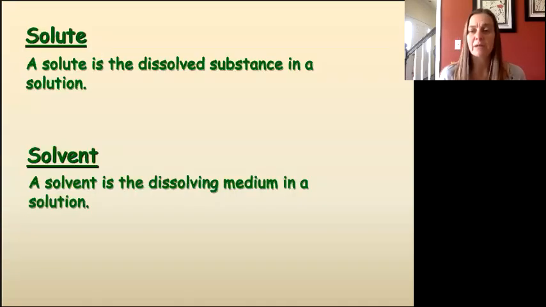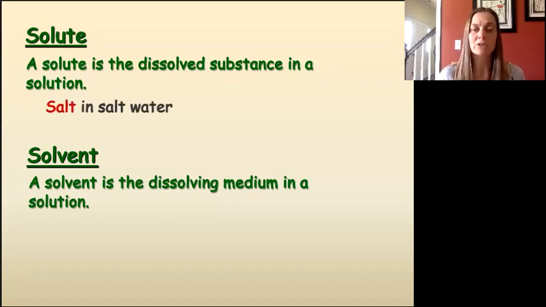So solutions are made of two parts, a solute and a solvent. So the solute is the thing that is dissolved into a solution. It is usually the thing that there is less of. It is not necessarily a solid, though it very often is. The solvent is the thing that is doing the dissolving. It is the dissolving medium of the solution.